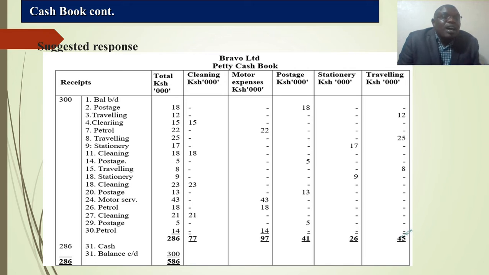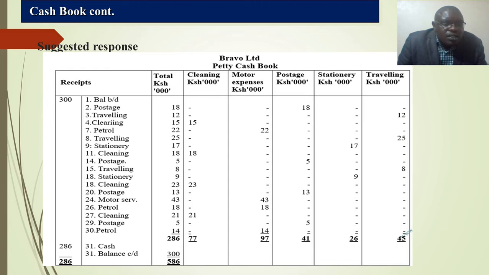That is on the receipt side. You've received money as a petty cashier. On 2nd, money is paid to what? Postage. It is the only expenditure for that day. So total is 18,000 Kenya shillings. And it is recorded both at the postage column and at the total column.